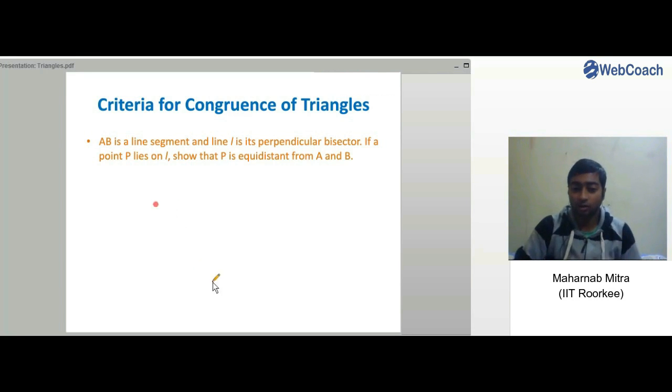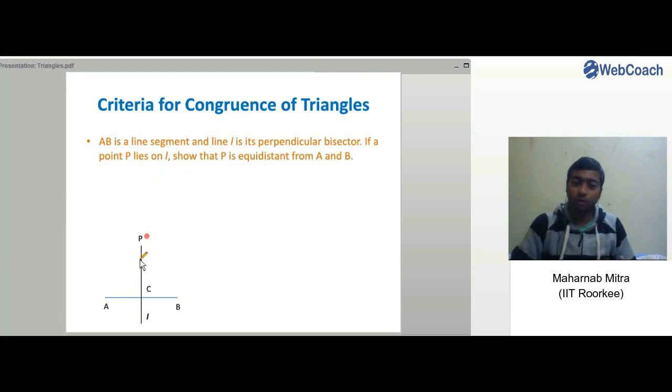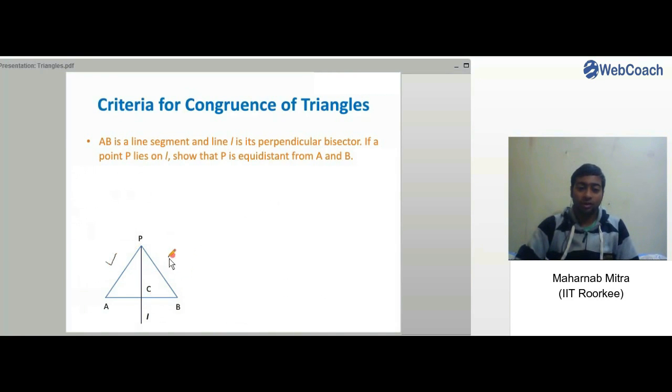It is told to us AB is a line segment, so let us draw AB first. We have drawn AB. Now line L is a perpendicular bisector, so let us draw that. We have drawn line L and we have to take a point P on that line. We have taken a point P which is lying here, right? And we have to show that this point P is equidistant from A and from B, or the distance PA must be equal to the distance PB, right, which are these two distances. We have to show that these two distances must be equal when it is given that the line L is the perpendicular bisector, or AC is equal to BC, right? AC is equal to BC, as the line L is the perpendicular bisector.